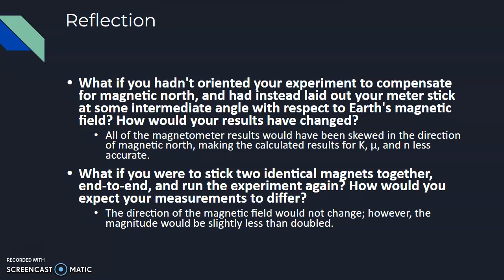What if you were to stick two identical magnets together into N? The direction of the field wouldn't change, but the magnitude would double or less than double.